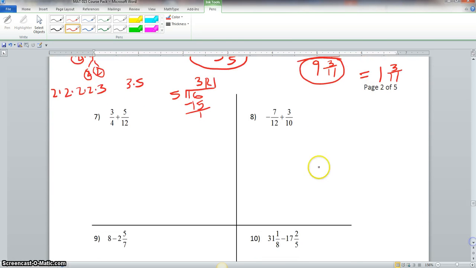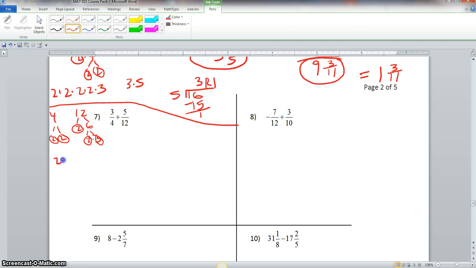Now we scroll down here to number 7. Now with number 7, we have to find a common denominator of 4 and 12. So we could go off here to the side. 4 breaks down to 2 and 2, and 12 breaks down to 2 and 6, and then 2 and 3. I'm going to circle those prime numbers.